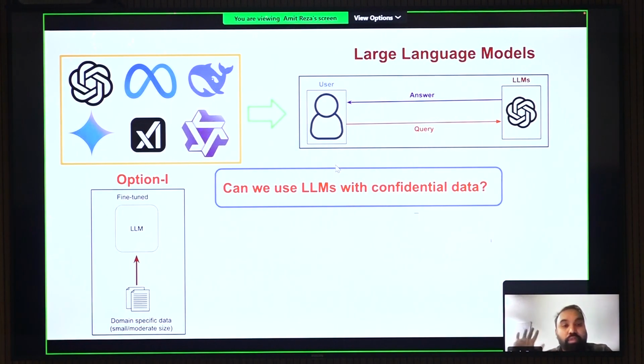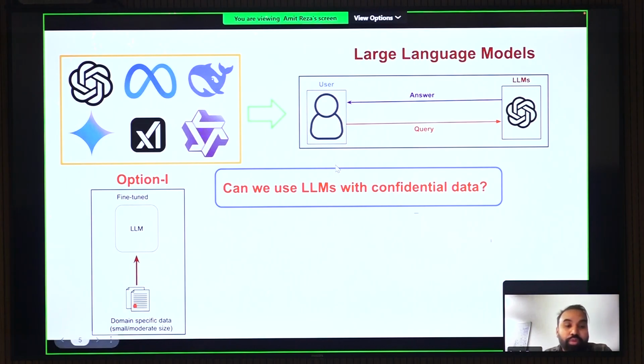One is to fine-tune this kind of model. You can download these models and then try to fine-tune them with your domain-specific data. Of course, if your domain-specific data is very large, then the fine-tuning of a model takes a lot of time. Therefore, it is very difficult to do fine-tuning.